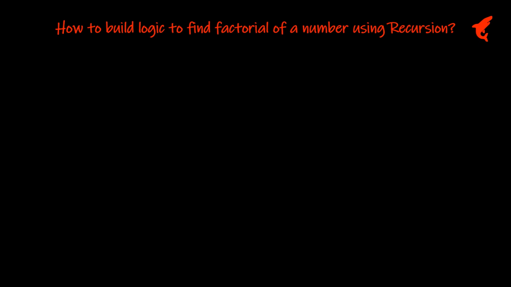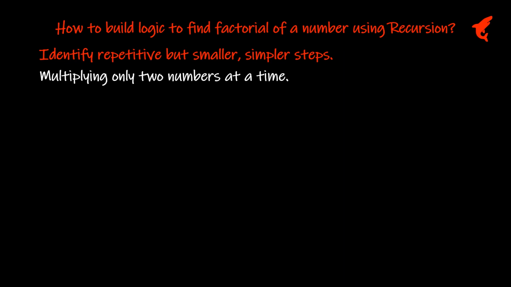So now, how to build logic for this particular program? Remember there are two steps which we have to work on. First, you have to identify the simple but smaller steps. Here in this case, multiplying two numbers is a very simple step, instead of multiplying all 5 numbers together, which is not possible even mentally. We have to multiply two numbers at a time, which can be done, so it's a simple task which can be repeated again and again.